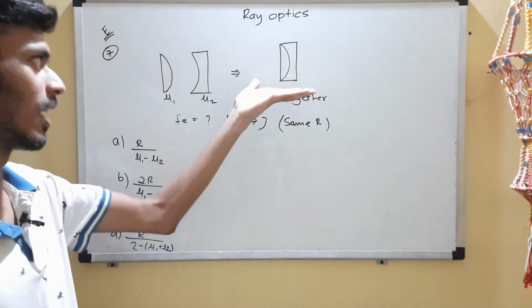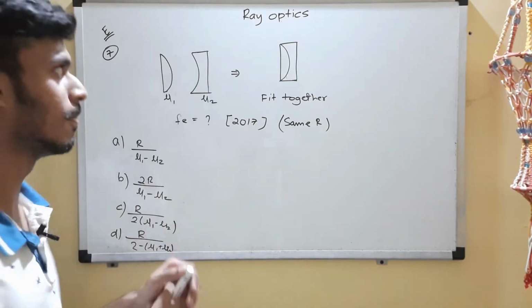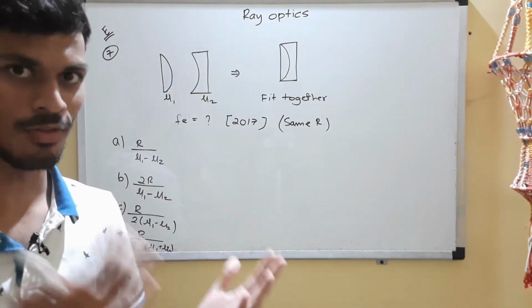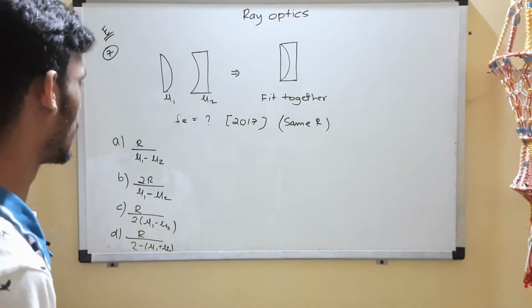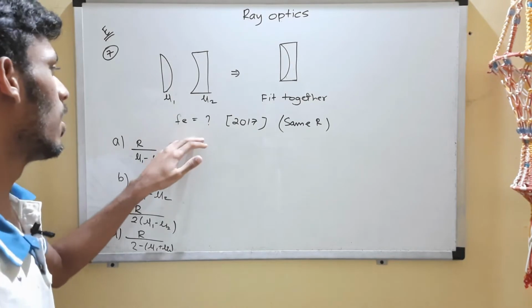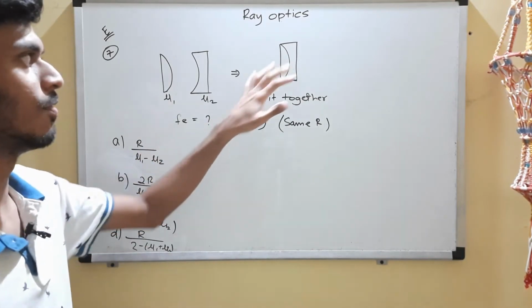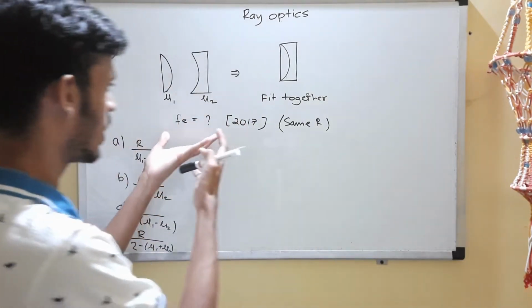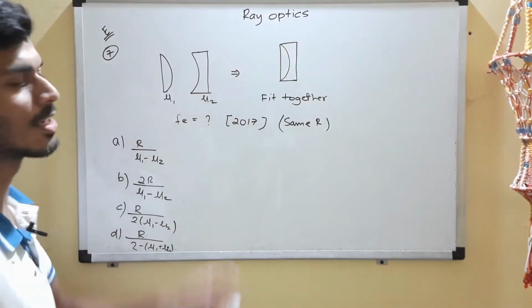In fact, you can make it out from here that they fit together means that this surface and this surface will have the same value of R, the same radius of curvature. So that is given and you are supposed to find what is the equivalent focal length of this combination. Let me repeat the question. What is the equivalent focal length of this combination?